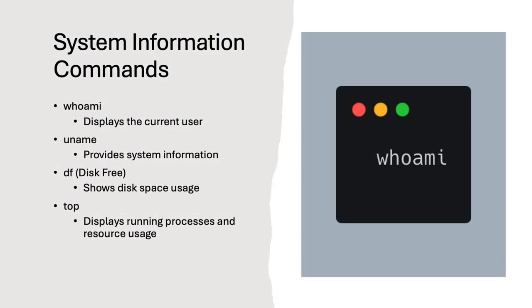Let's go over some basic Linux system information commands. whoami shows the current user. uname provides system information. df displays the disk space usage, and top shows the running processes and their resource usage.